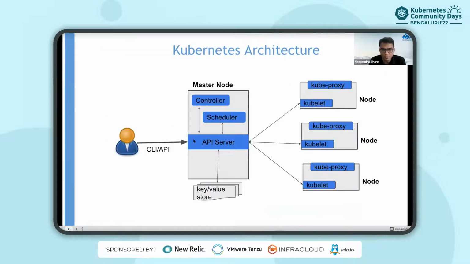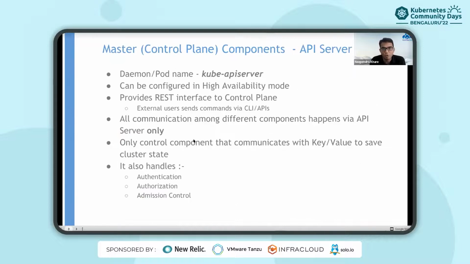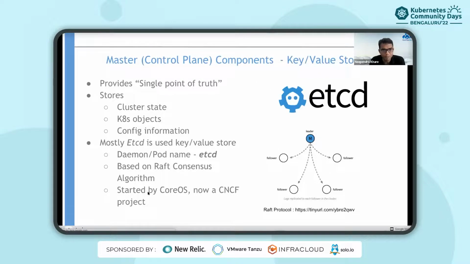So let's dig deeper into each of these. We talked about the API server, and I think we covered most of it here. The API server also handles who can log in and what they can do in the cluster. The key-value store stores the cluster state for me. Primarily we are using etcd for that, but it can be any other tool as long as the API server can communicate with it.